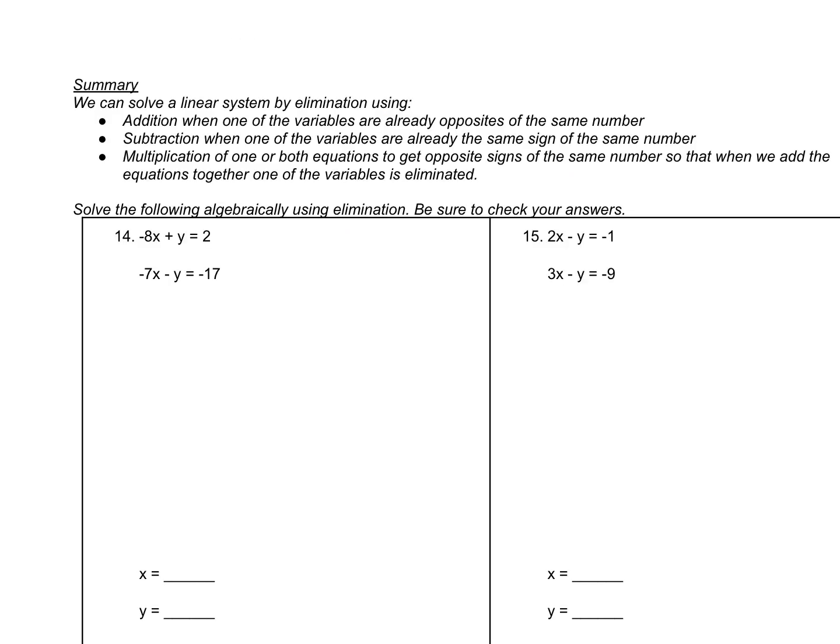So in summary, we can solve any linear system by elimination by using addition when one of the variables is already opposite of the same number, positive and negative of the same number and variable. Subtract when one of the variables already has the same sign of the same number, right? So like both positive 5x or something. Or we can multiply one or both equations to get the opposite signs that we need, with one being the positive, one being the negative of the same number. So when we add the equations together, again, the goal is that one of the variables is eliminated.